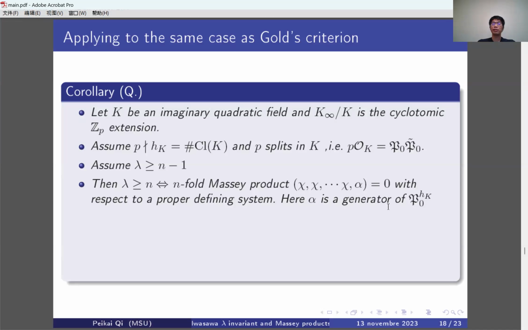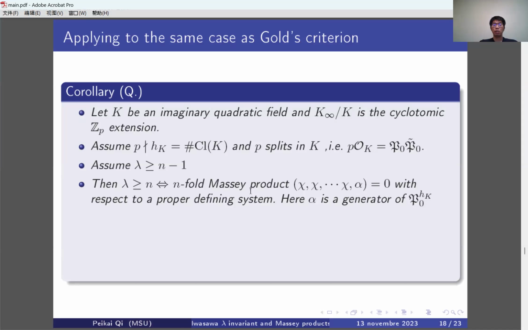And this α is the same α as before. Here in Gauss's criterion, it has an α. So this α is the same as in Gauss's criterion. And κ is the character associated to the Z_p extension we defined before. So this tells you if you have λ ≥ n−1, then λ ≥ n if and only if the n-fold Massey product vanishes. This directly generalizes Gauss's criterion.